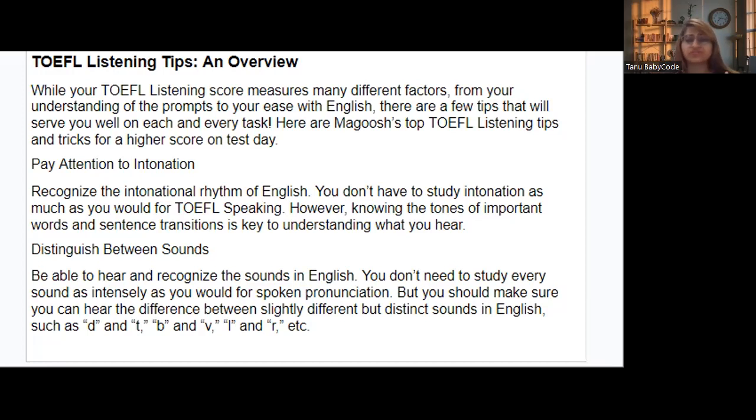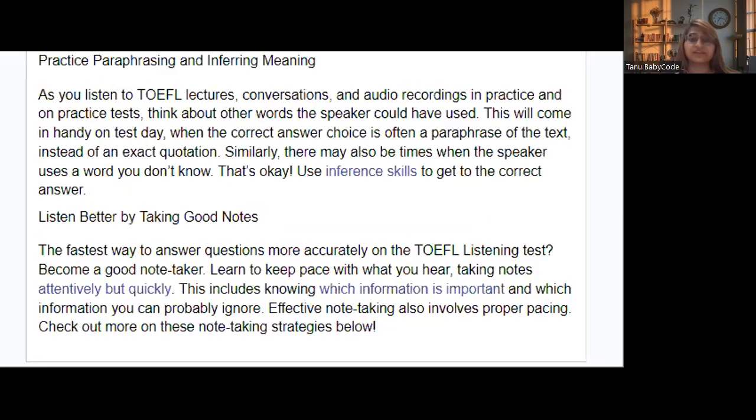You don't need to study every sound intensely, but you should look for spoken pronunciation. Make sure you can know the difference between slightly different words or sounds in English, like D and T, B and V, L and R, right? So try to differentiate between these sounds. Second is to practice paraphrasing and inferring meaning.